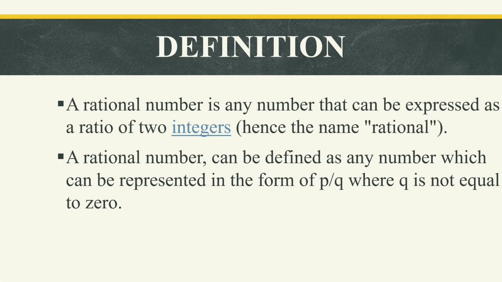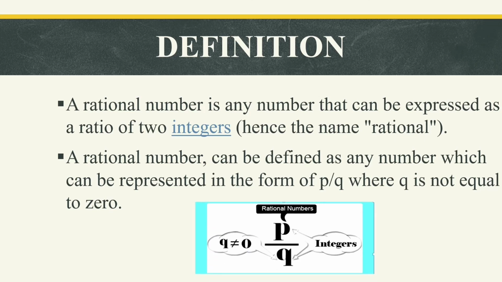So finally, we will recall the definition of a rational number. A rational number can be defined as any number which can be represented in the form of p by q, where q is not equal to 0. p and q are integers, so it is a ratio of any two integers where the denominator is not equal to 0. Because if we have denominator equal to 0, then the number cannot be defined.